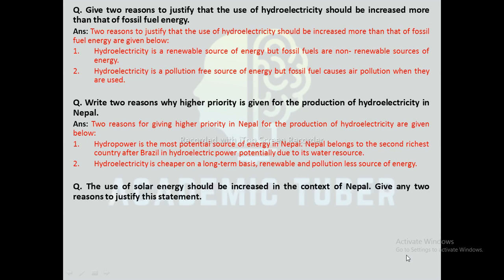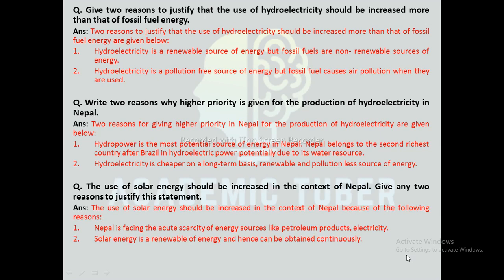Next question. The use of solar energy should be increased in the context of Nepal. Why? The use of solar energy should be increased in the context of Nepal because Nepal is facing an acute scarcity of energy sources like petroleum products, electricity, etc. Solar energy is a renewable energy source and hence can be obtained continuously.